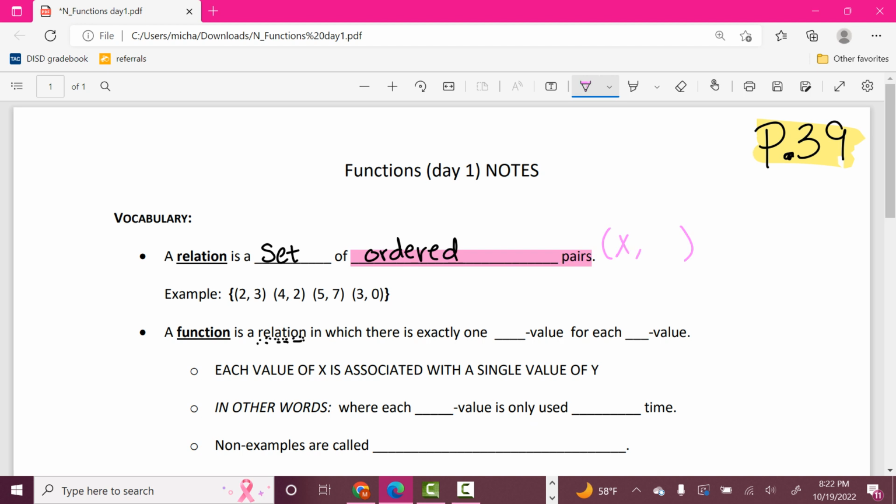The x value comes first and the y value comes second. That's the side to side number first and the up and down number second. Inside of parentheses, this shows us the location of an ordered pair, a point on a coordinate plane. So an example is this set of ordered pairs here. We've got (2, 3), (4, 2), (5, 7), (3, 0). Those are our 4 ordered pairs. It's a set of ordered pairs, so it's a relation.